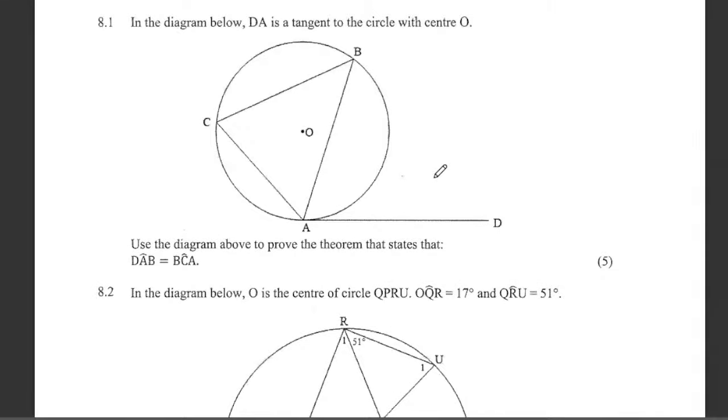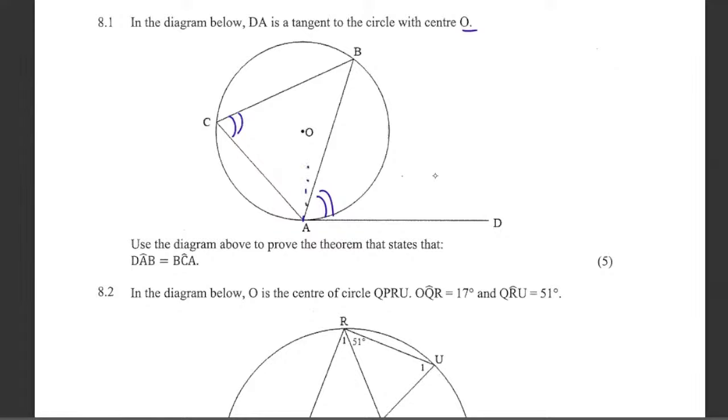All right, question number 8. There we go. In the diagram, DA is a tangent to the circle with center O. Can we use the diagram above to prove the theorem that states that this angle DAB is the same as angle BCA? So whenever you have to prove, remember the constructions.